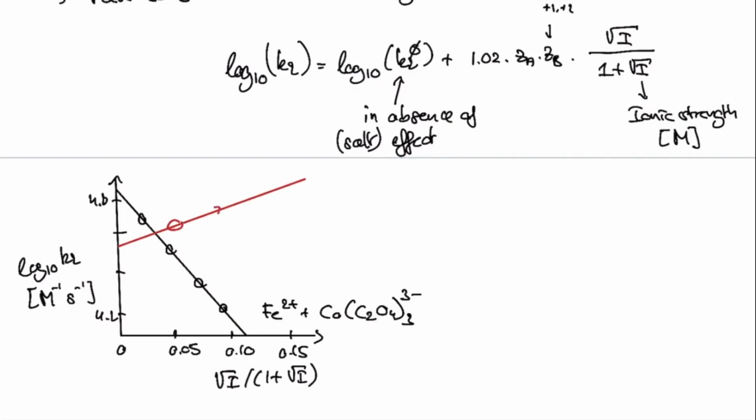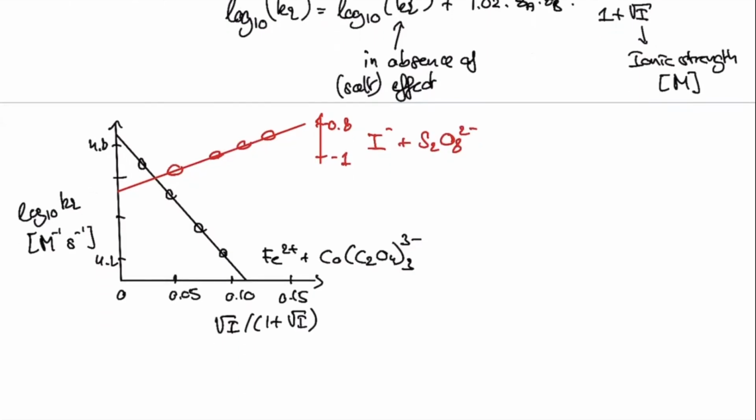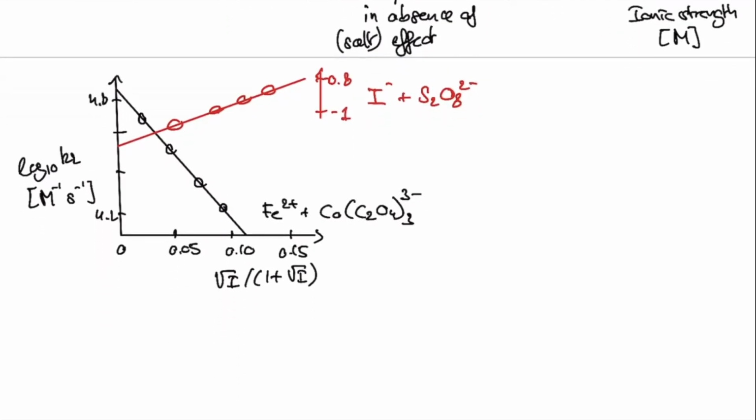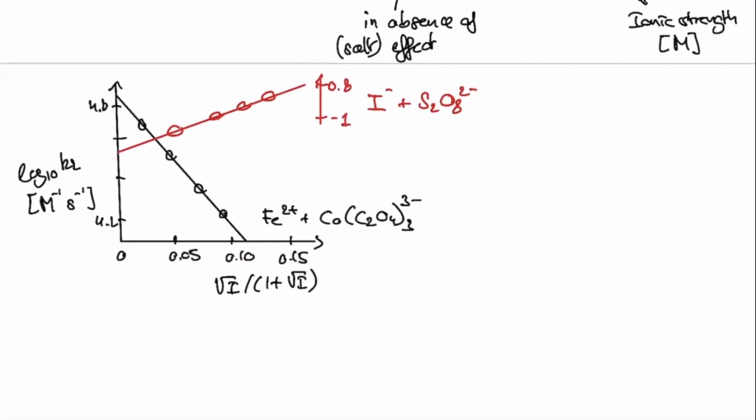Whereas for another reaction, I'll draw another axis here. Minus 0.8, this would be iodine plus S2O8. Right, so it depends. It's not universal that it will always accelerate or decelerate. It really depends on the reaction you're looking at. Okay, let's look at why that is.